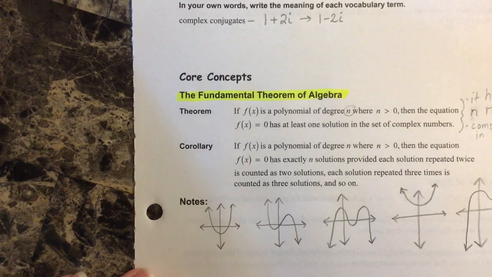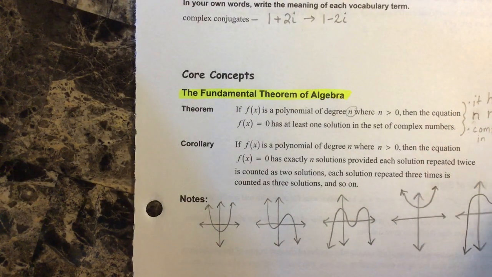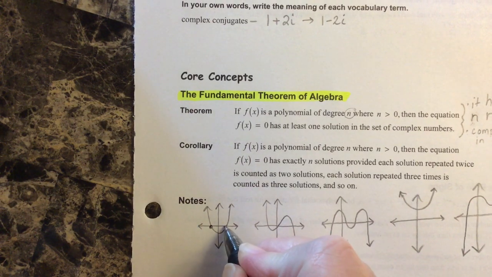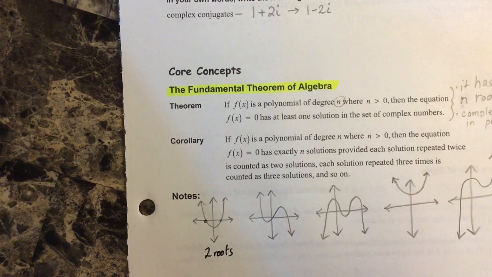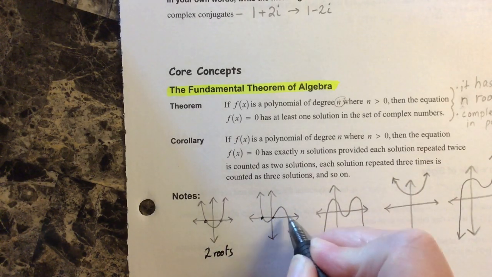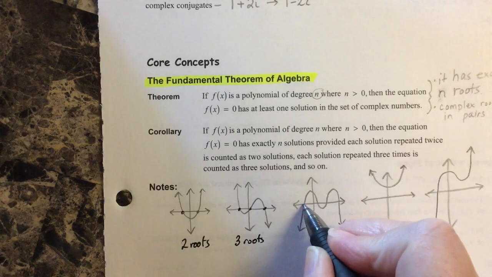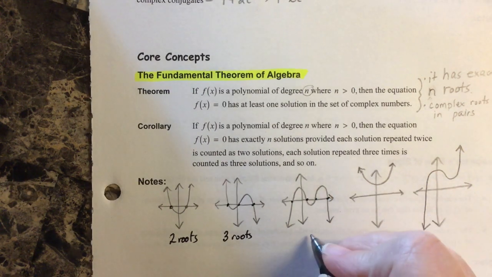Look down here at these examples. This is a quadratic. Remember, roots are where it touches or crosses the x-axis. Most of the time, real roots are. This has 2 roots. That's a quadratic. This one has 1, 2, 3 roots. That's a cubic function. This one has 1, 2, 3, 4. That's a quartic function. It has 4 roots.